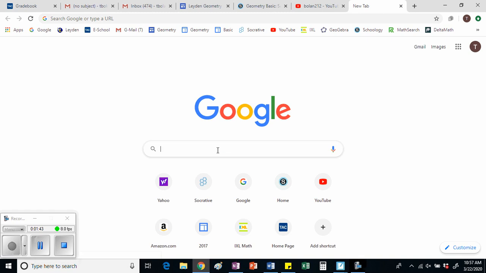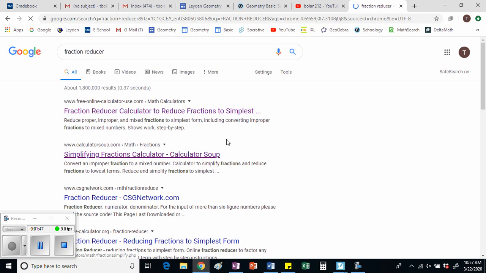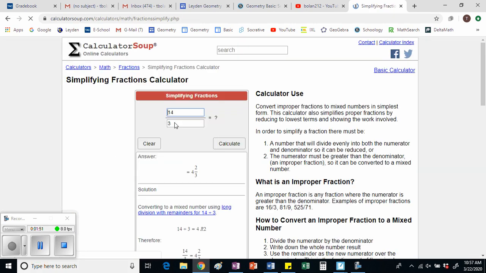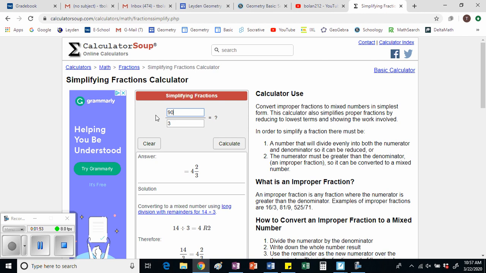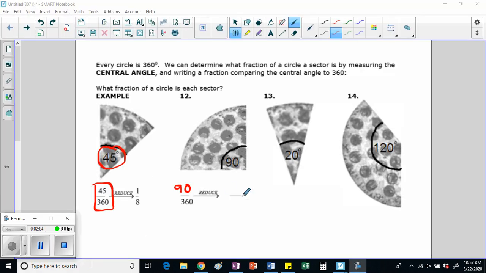Just as an example, I can type in fraction reducer, and there's a whole bunch of different types of calculators that will come up on Google, and you can simply type in something like 90 over 360 and ask it to reduce it for you. Oh, that's 1/4 of the circle. So your answer number 12 would be 1/4. You can do the same thing with problems 13, 14. Again, finding what fraction of the circle each slice or sector represents.